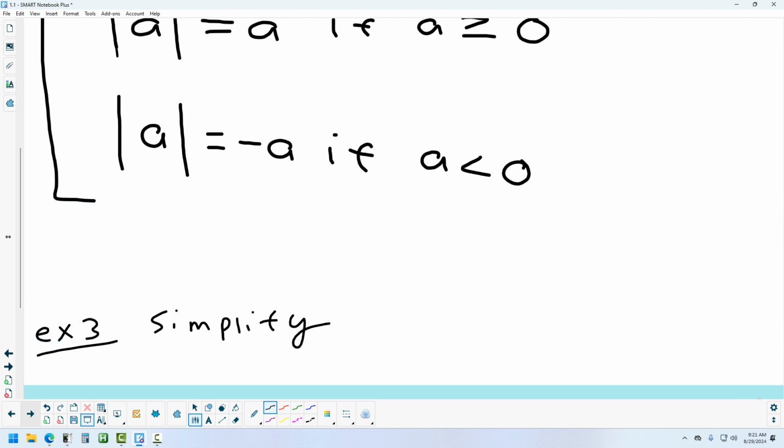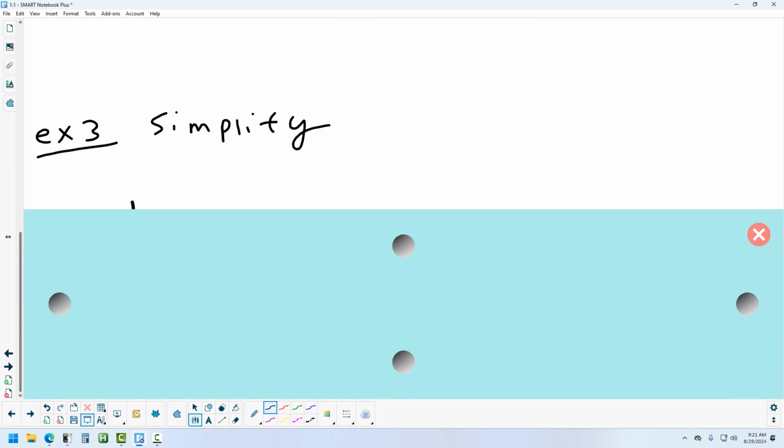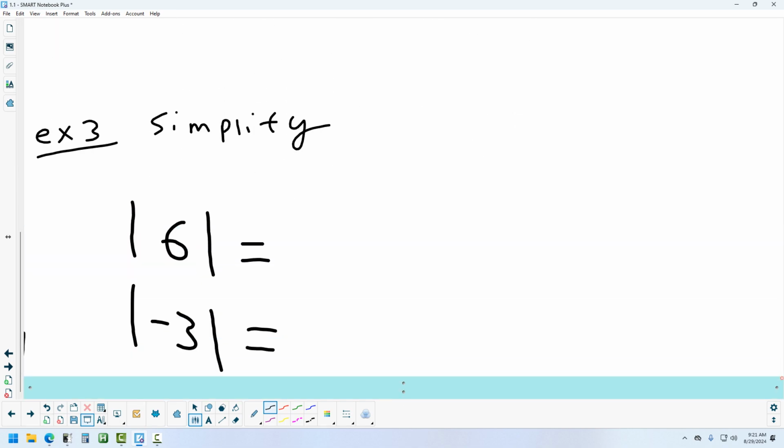So if I gave you a couple of simple absolute value problems, the absolute value of 6 would be 6. That's the top case. Just give me back the same number. Absolute value of negative 3? 3. That's the bottom case. You've got to multiply that number by negative 1, and that turns it into its absolute value. Okay. Any questions on that? All right.